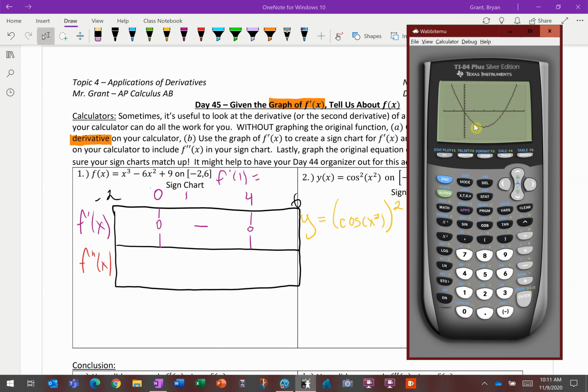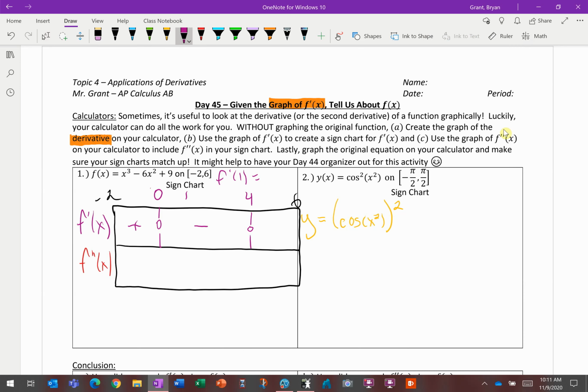So actually from 0 all the way over to 4, the graph of f prime is below the x-axis, which means the graph of f prime is negative. And so why would we bother plugging anything in? Above the x-axis on these two sides means f prime is positive. And in fact, that's where your organizer from day 44 might come in handy. Right? We know that f prime is positive when f prime is above the x-axis.